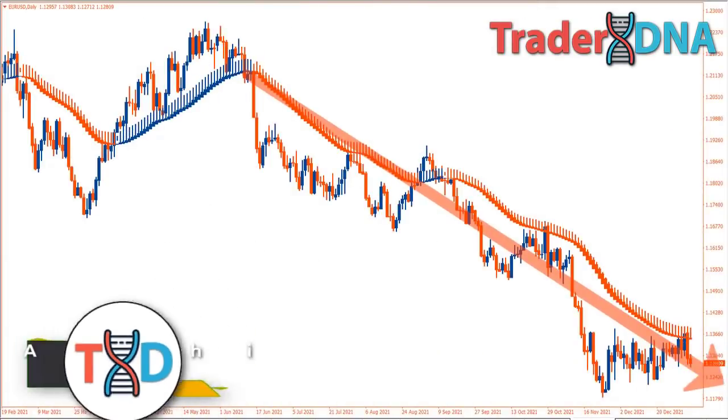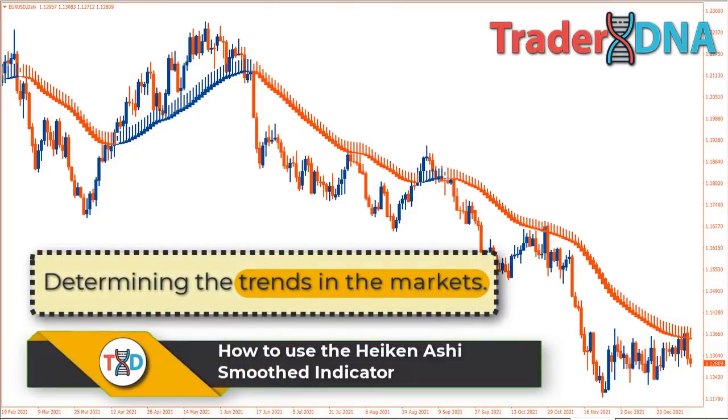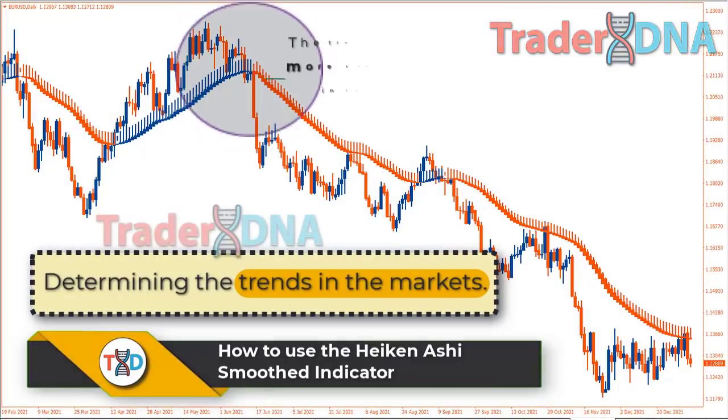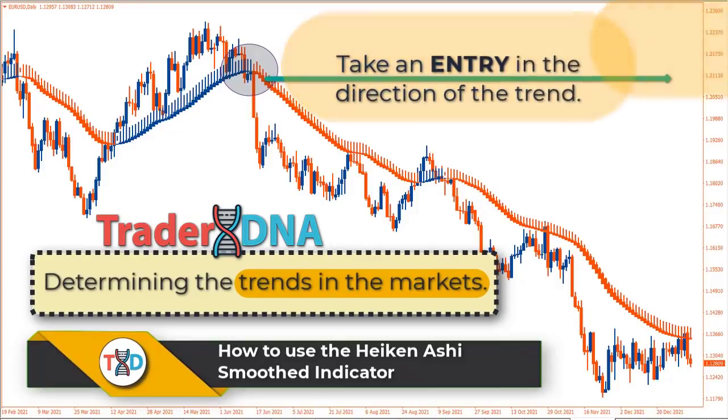How to use the Heiken Ashi smoothed indicator. One of the major rules of using this indicator is in determining the trends in the markets. It is a widely accepted principle that the trends change when you see two or more Heiken Ashi smoothed candlesticks in the opposite direction or color. This is where traders either prepare to take an entry in the direction of the trend or the color, or they can use this to adjust their stops.